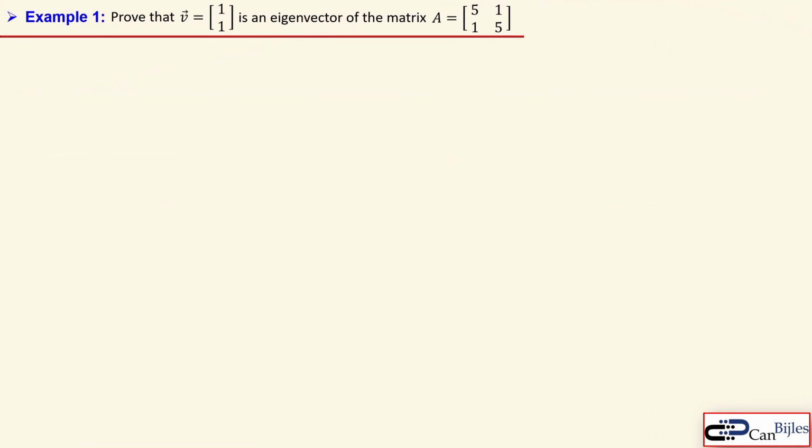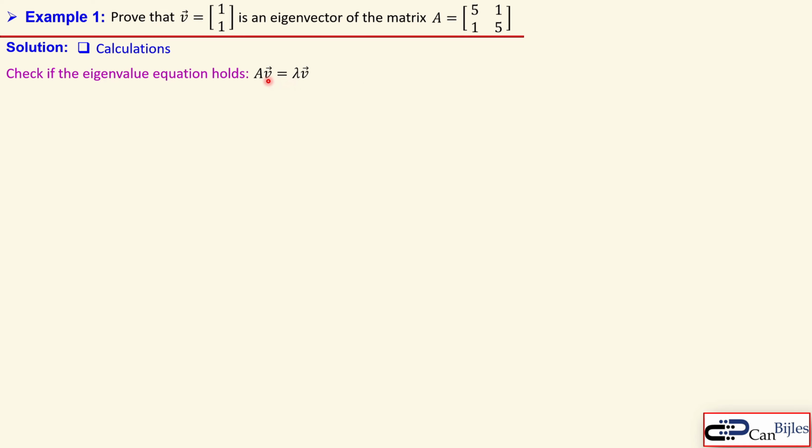Okay, now let's see an example. First example, we will see how we can prove that this vector 1, 1 is an eigenvector of this matrix given by 5, 1, 1, 5. So how do we do that? We can look at the eigenvalue equation. If this holds, then this is indeed correct.